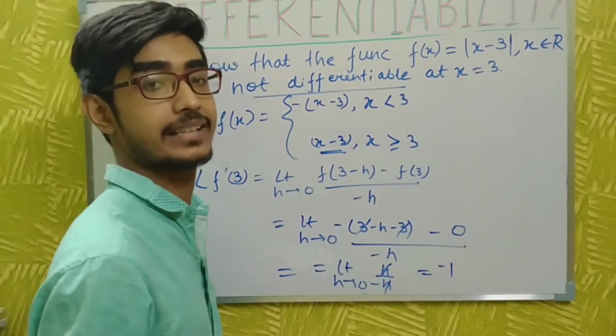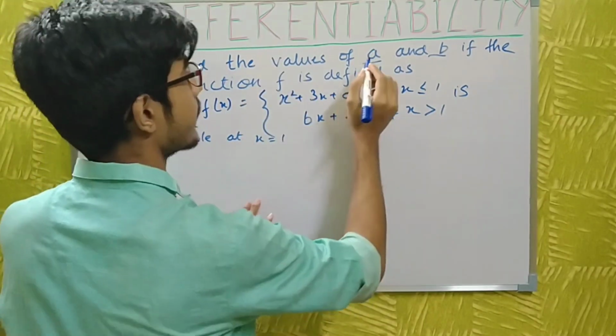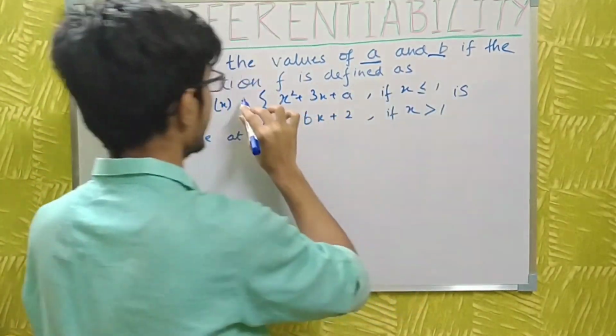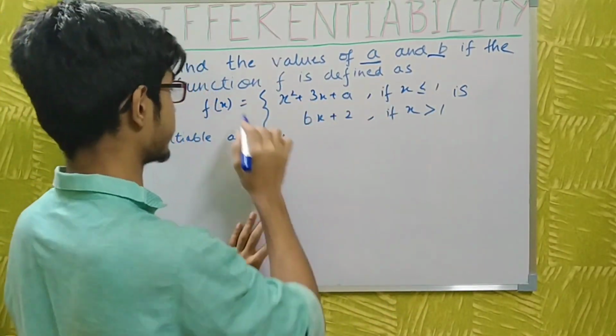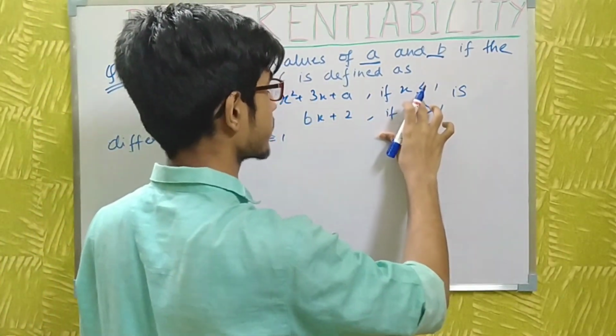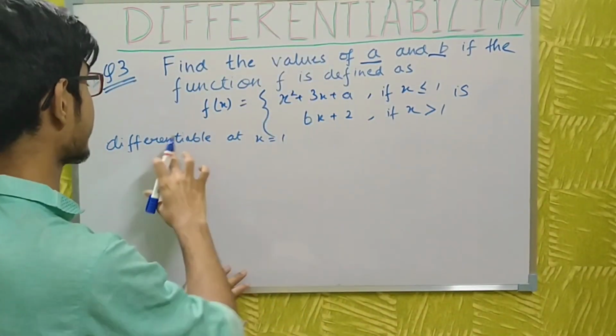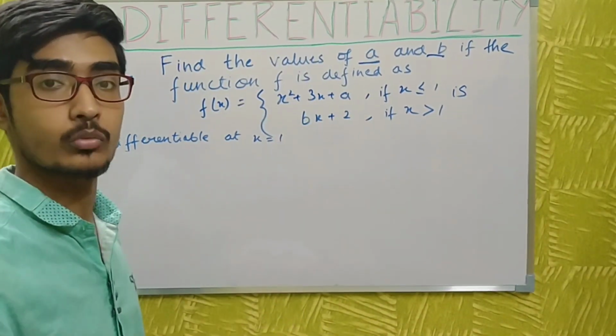Now I will find the right hand derivative. So this is the third question, which says to find the values of a and b, where the function is defined as f(x) equals x square plus 3x plus a when x is less than or equal to 1, and bx plus 2 when x is greater than 1. And it says that the function is differentiable at x equals 1.